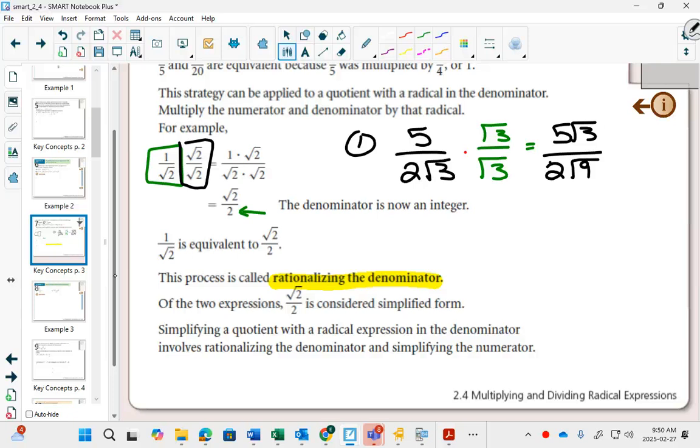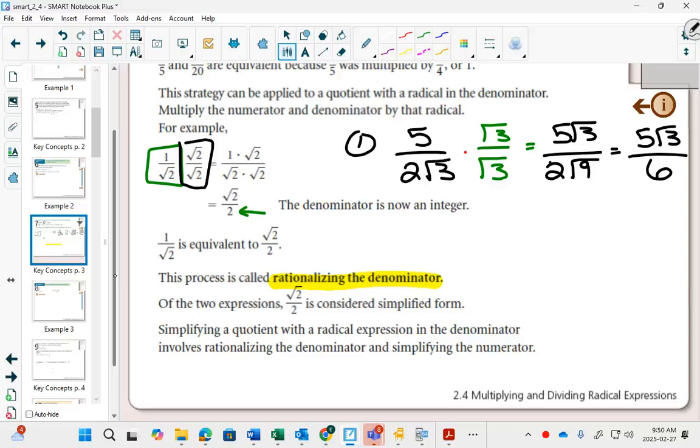However, most of you will skip this step and say, I know that root 3 times root 3 is going to be 3. 3 times 2 is 6. This will be one kind of rationalization that we'll have to do.